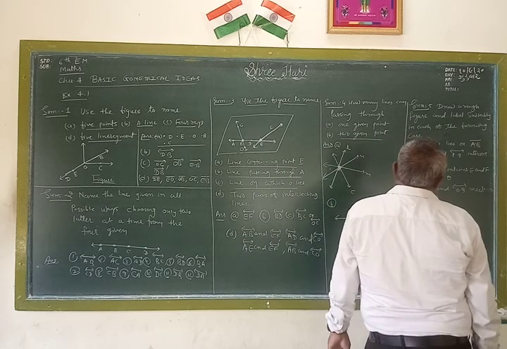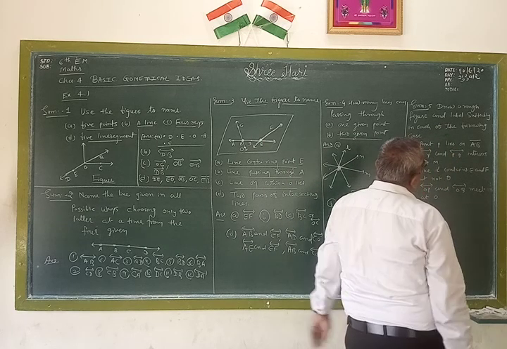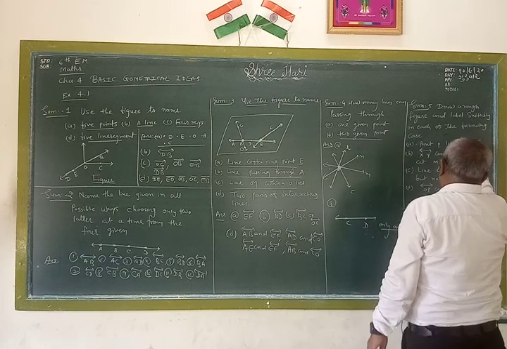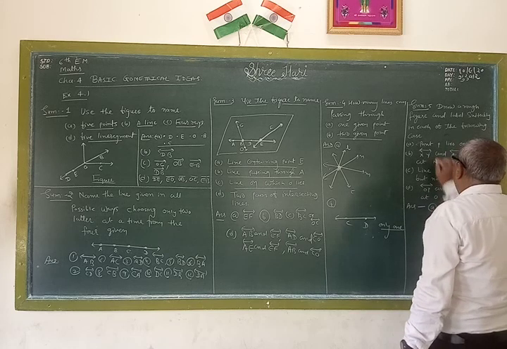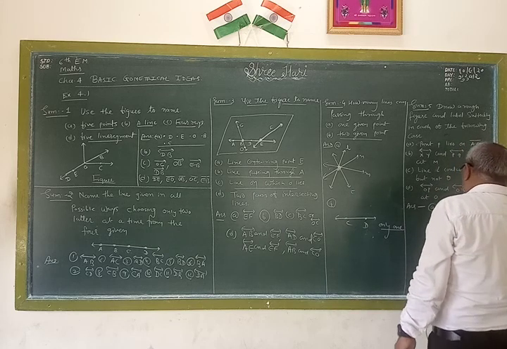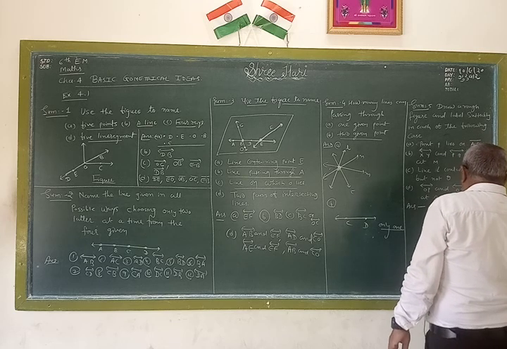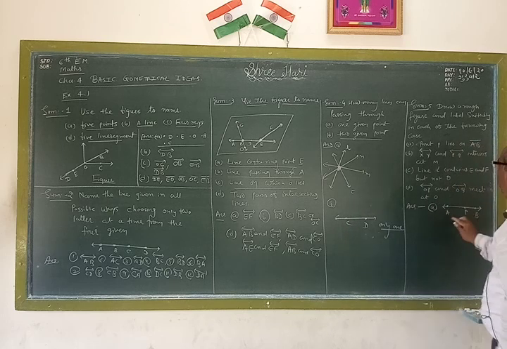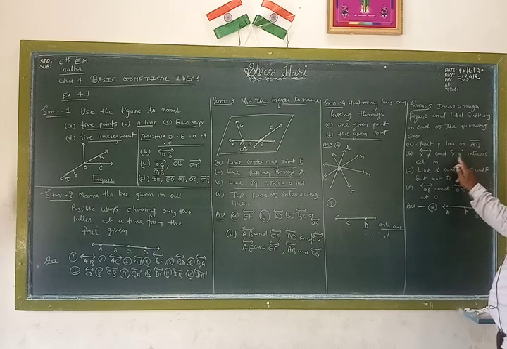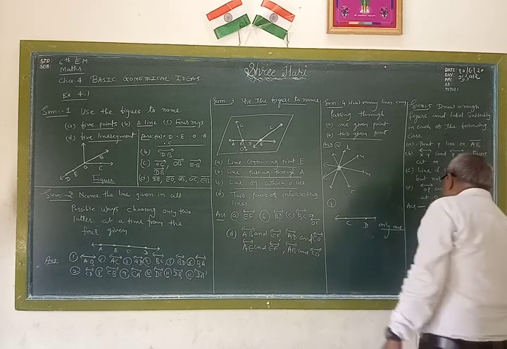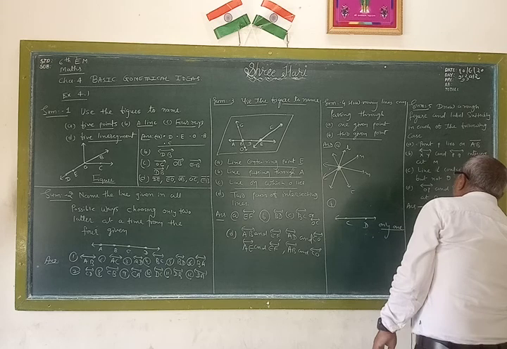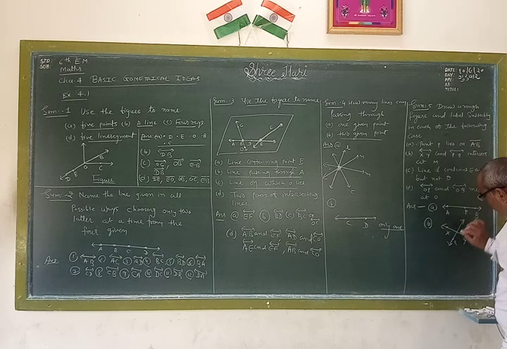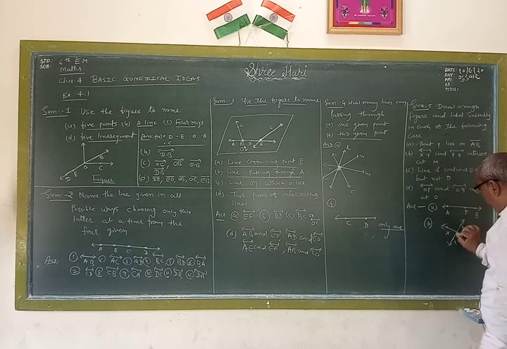Now sum 5. Draw a rough figure and label suitably in each of the following. Friends, point P lies on AB. So first we have to draw a line AB and point P lies on line AB. So this is the point. XY and PQ intersect at point M. So friends, this is line XY and this is line PQ. It intersects at point M, so write here M.